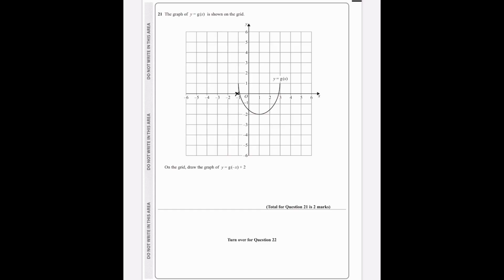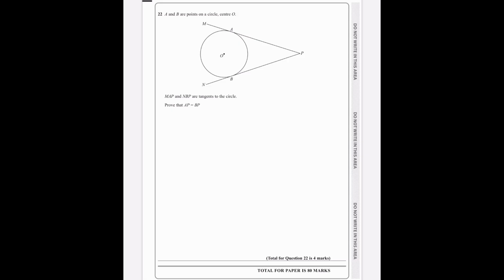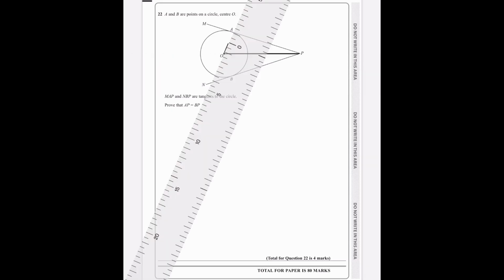Alright, we're reflecting this in the y-axis and then shifting it 2 places up. So take each vertex, reflect it in the y-axis, shift it 2 places up, and there's your new shape. Not the best there, I think I missed it slightly, but there we go.